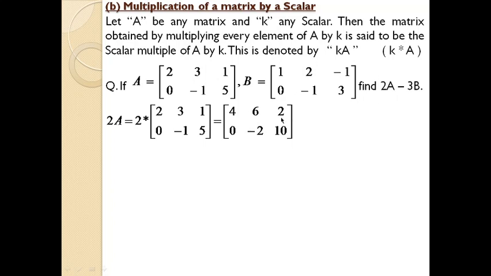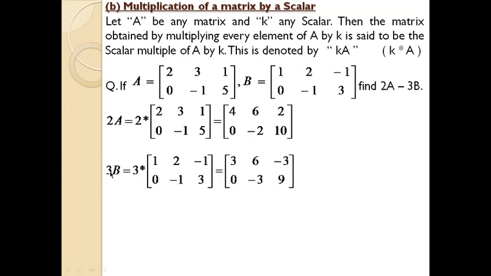Likewise, you need to find the next one, 3B. 3B means 3 into B matrix. B matrix is this one. So 3 into B matrix means 3 into 1, 3, 3 into 2, 6, 3 into minus 1, minus 3, 3 into 0, 0, 3 into minus 1, minus 3, and 3 into 3, 9. So now you have the value of 2A as well as 3B.